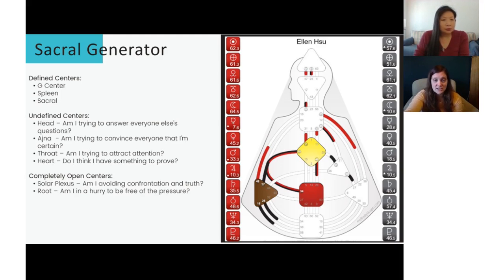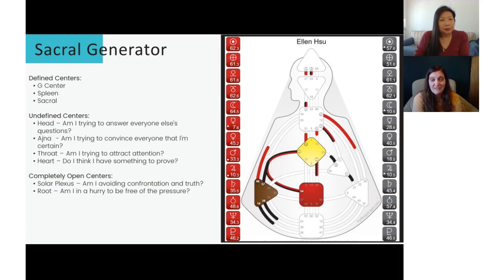And then the ajna, this is where ideas and concepts and perceptions and judgments come in. So this is the part of your mind that's going to answer the questions that your open head wants to ask. And so the not self theme here is, am I trying to convince everyone that I'm certain?